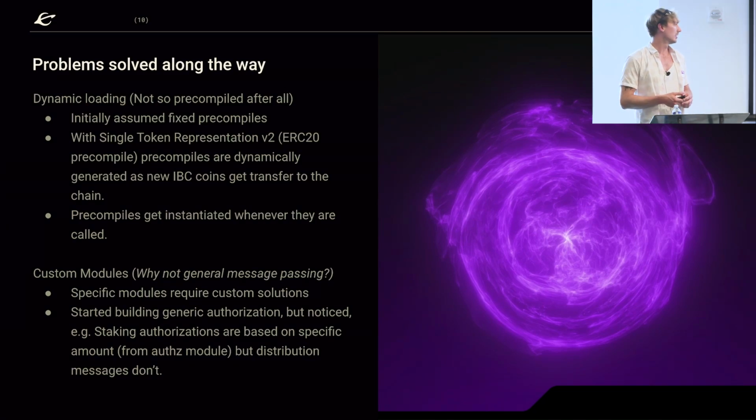So one example we ran into is the authorization for different modules, even in the Cosmos SDK, are different. One module basically expects that you have a specific authorization for a specific amount. Another one will say, well, I'm just authorizing generic interaction with the message. And so yeah, that's why we took this approach of having custom implementations for each module.